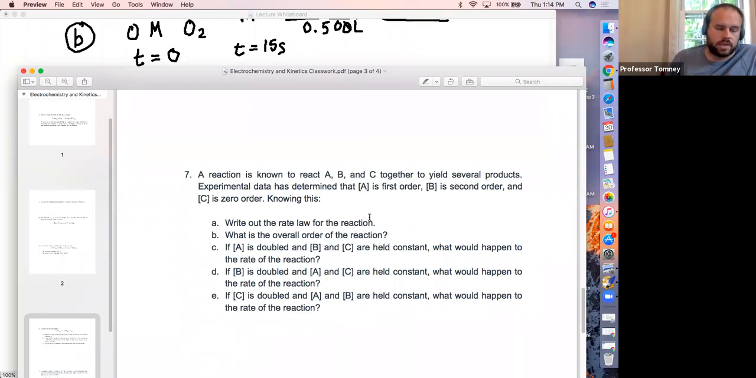All right, so let's talk about this here for a second. A reaction is known to react with A, B, and C together in order to yield several products. So that means I have 3 reactants. They're called A, B, and C.